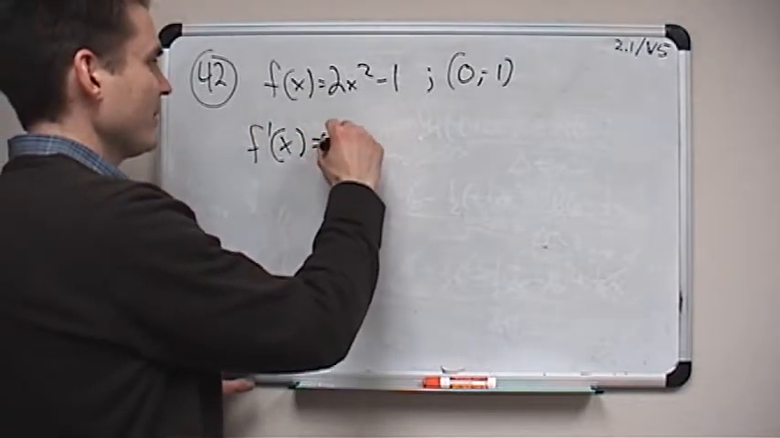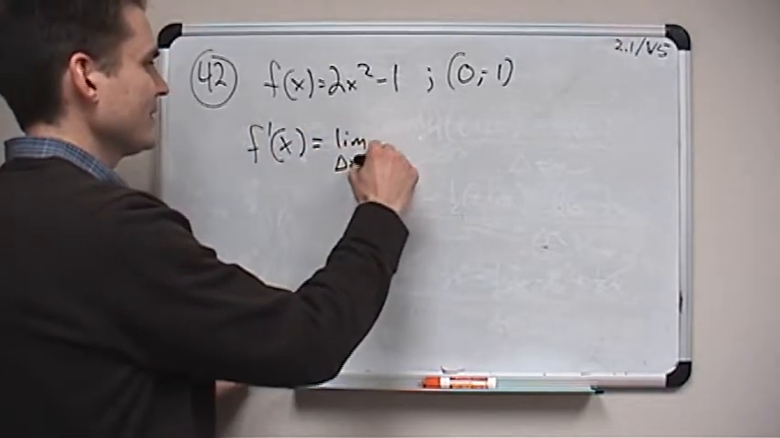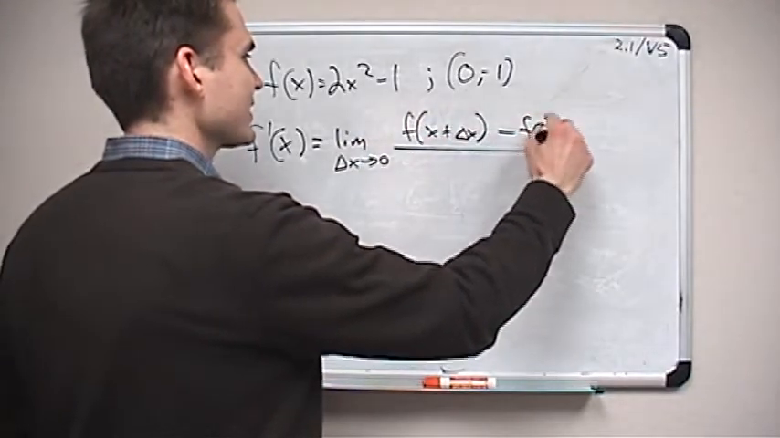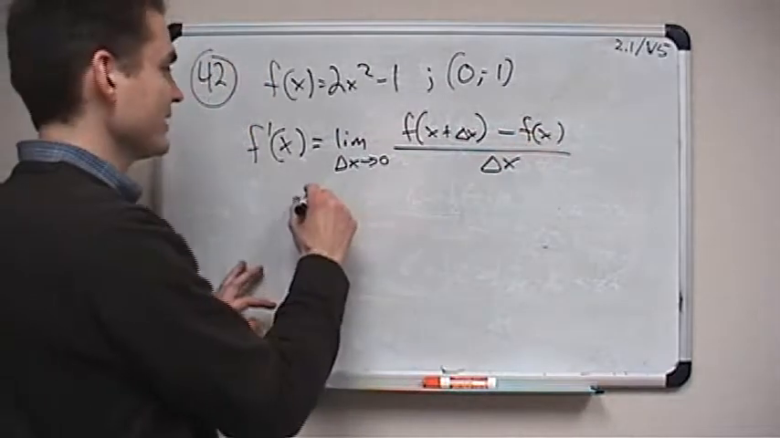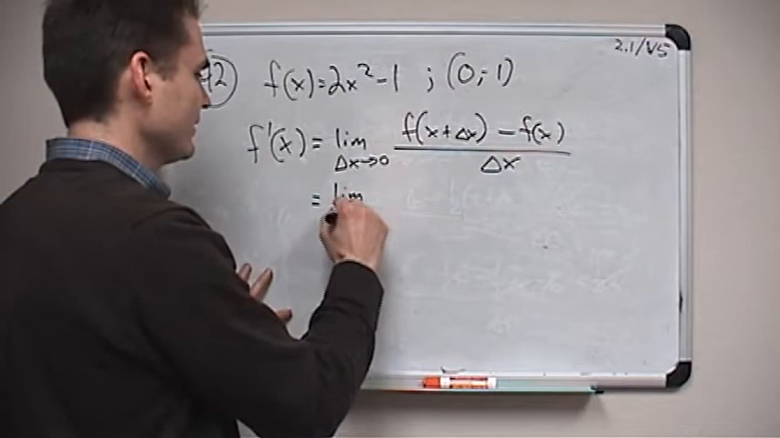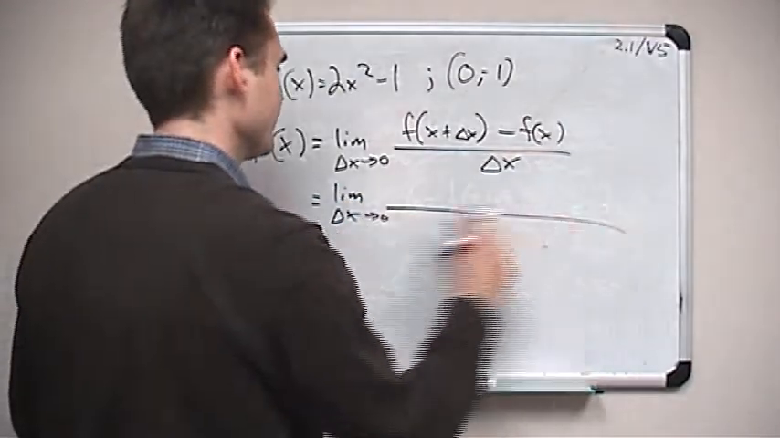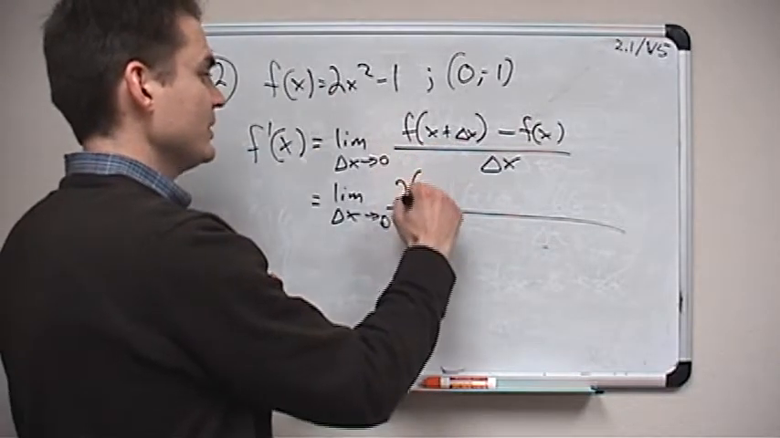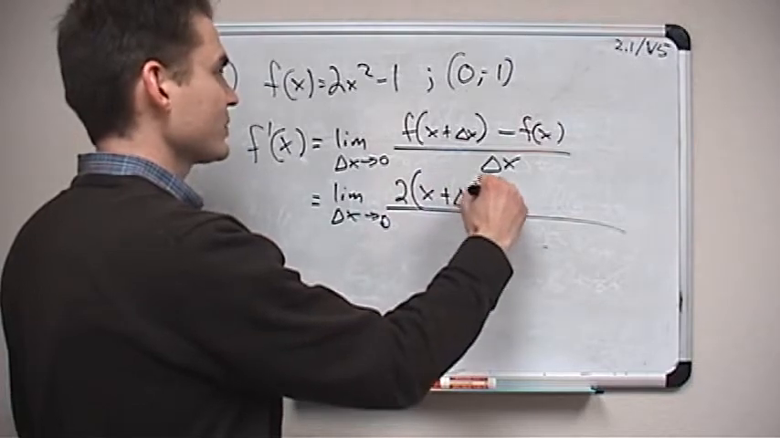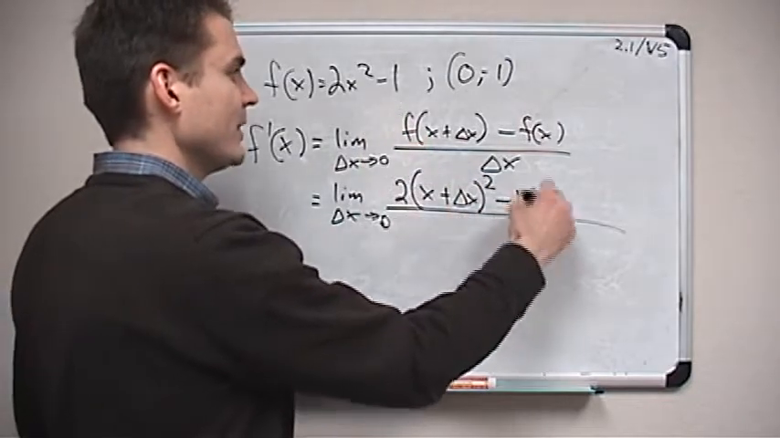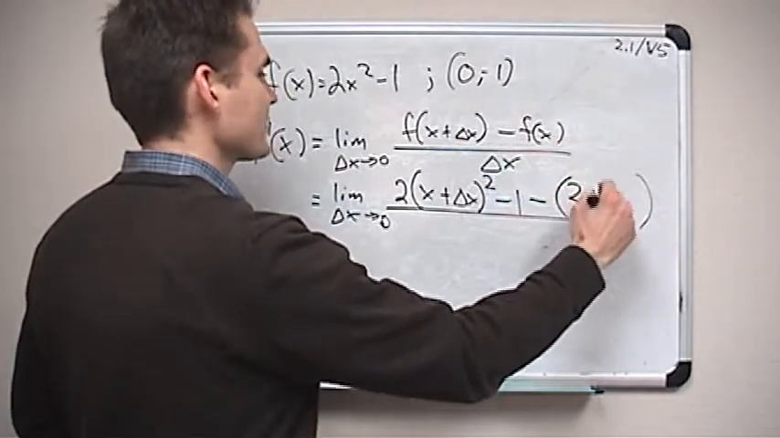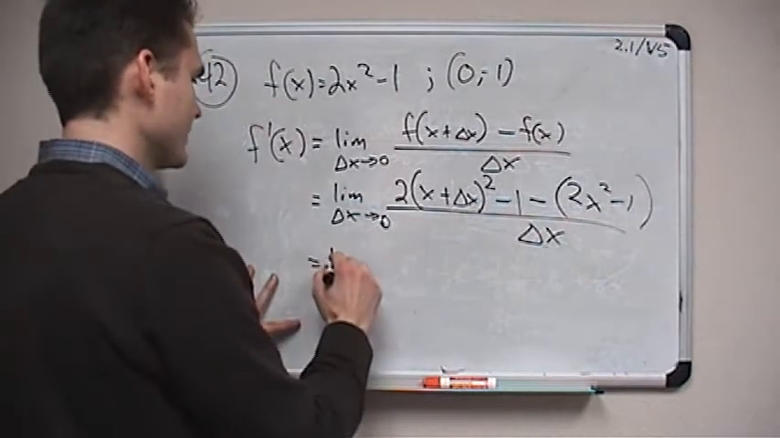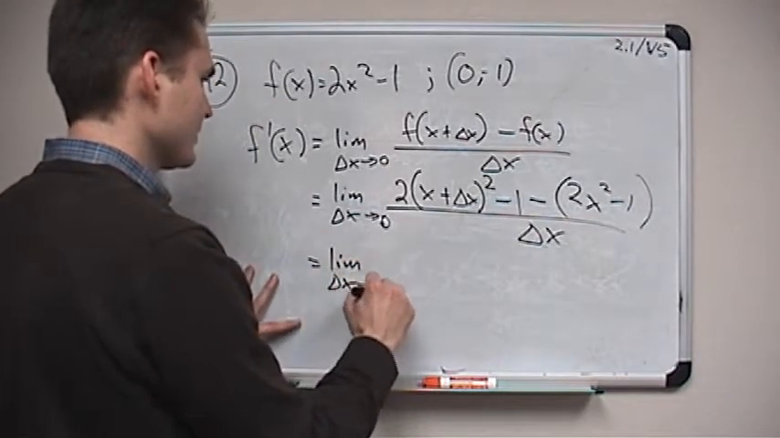Okay, so remember we have the limit definition for the derivative, which is f of x plus delta x minus f of x over delta x. We take the limit as delta x goes to 0. Okay, so a little bit of calculation here. What is f of x plus delta x? Well, it's going to be 2 times x plus delta x squared minus 1, minus the original function, 2x squared minus 1, all over delta x. So this is the limit as delta x goes to 0.